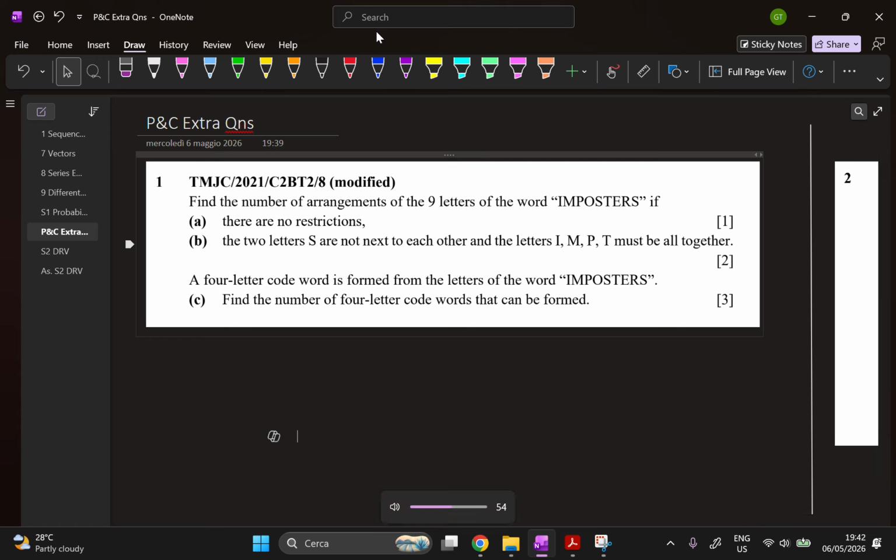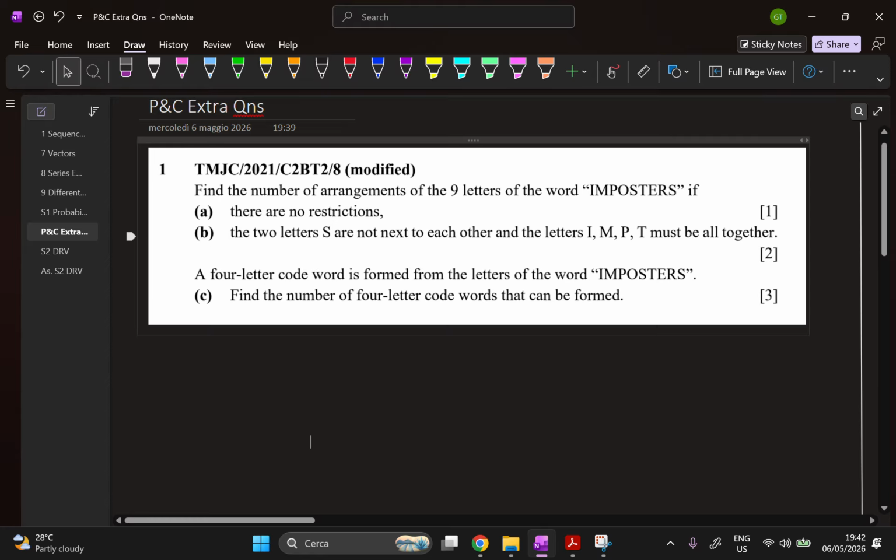Okay, so now we are going to take a look at some problems in permutations and combinations, and hopefully this will be a good refresher for you for some problem solving strategies. Okay, so let us look at this first question. They ask you to find the number of arrangements of the 9 letters of this word.